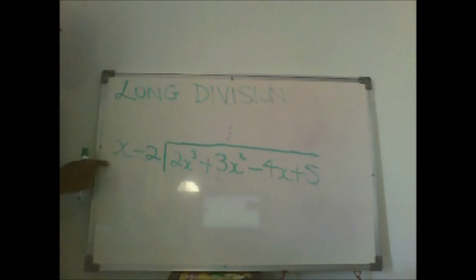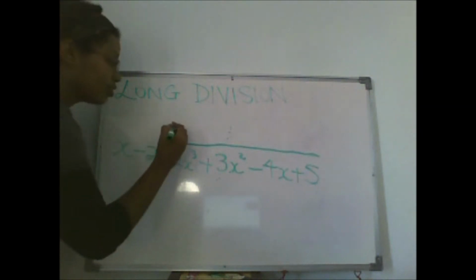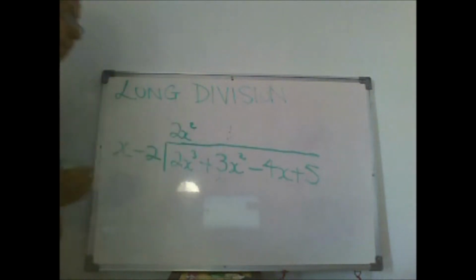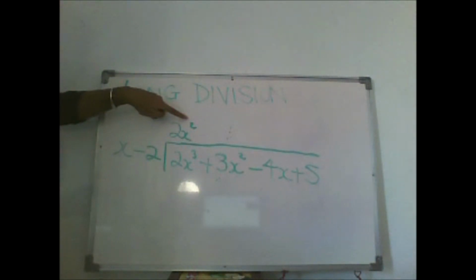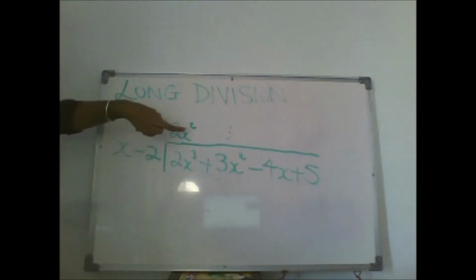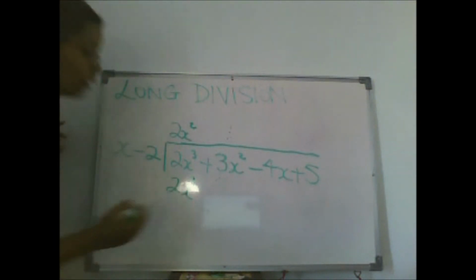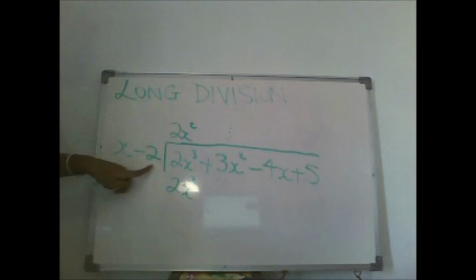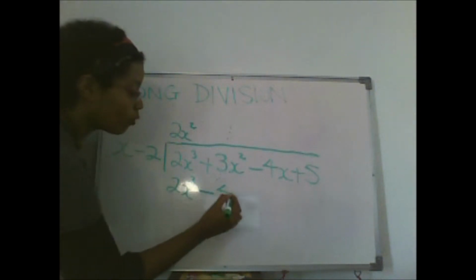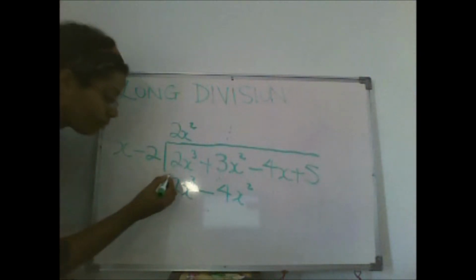So first value here, x, we say x divided by 2x cubed. And we know that gives us 2x squared. We're going to take this and multiply it by x and also by negative 2. So 2x squared multiplied by x gives us 2x cubed, and 2x squared multiplied by negative 2 gives us negative 4x squared. So pay attention very carefully.